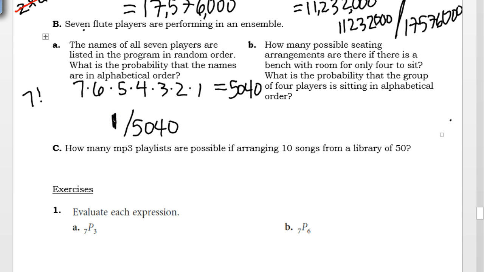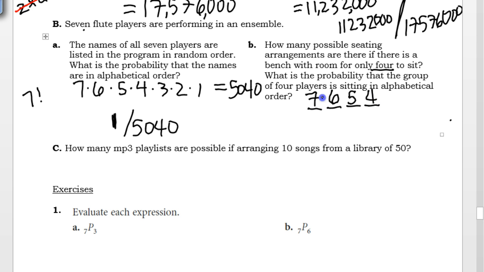How many possible seating arrangements are there if there is a bench with room for only 4 to sit? What is the probability that the group of 4 players is in alphabetical order? So there are only 4 people out of my 7. So I have 4 spaces. Starting at 7, once I've placed a person onto the bench, there's only 6 people left standing. Once I place another person, now there's 5 people. Place my next person.